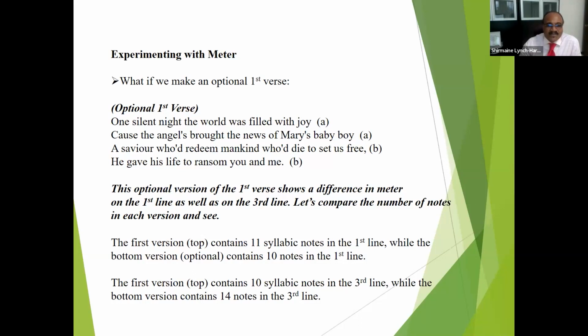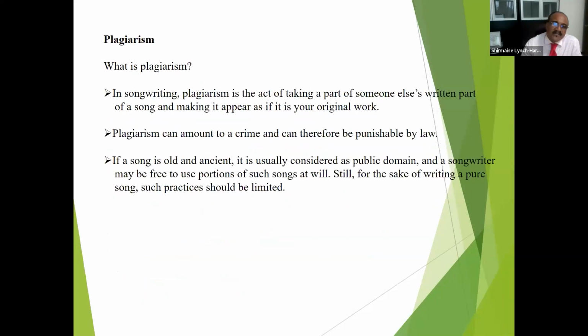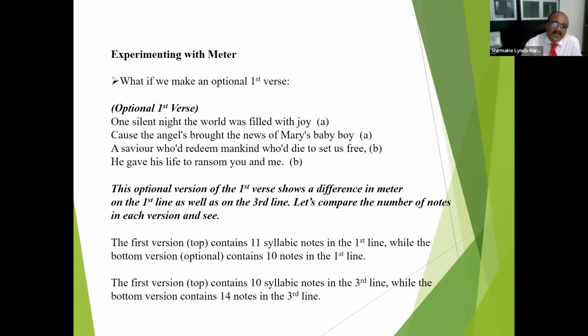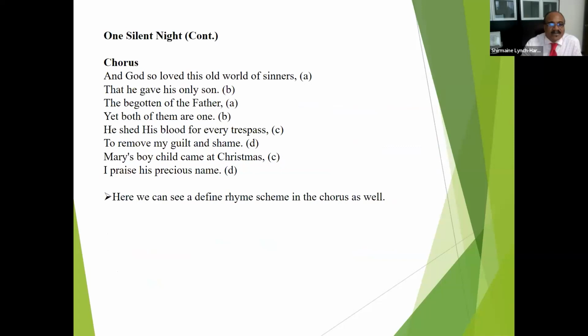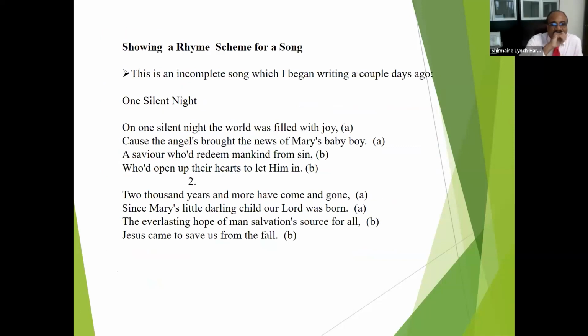So right now we see the first verse has 10 notes, right? And likewise now, let's go to the third line. The first version on top contains 10 syllabic notes in the third line. All right, let's go to that first version on top. The third line. All right. A Savior Who'd. Right? Remember I say Who'd.